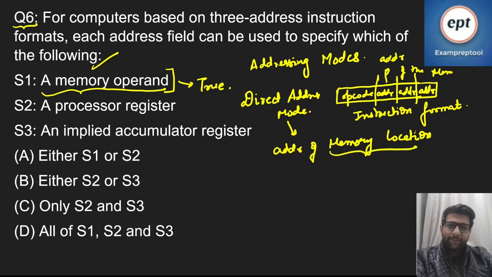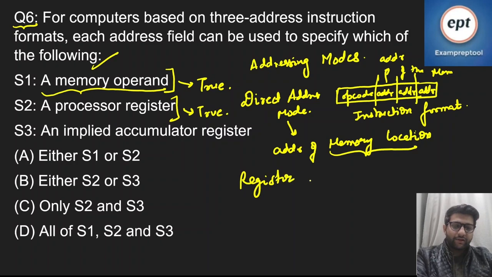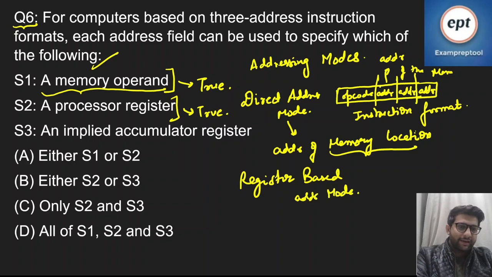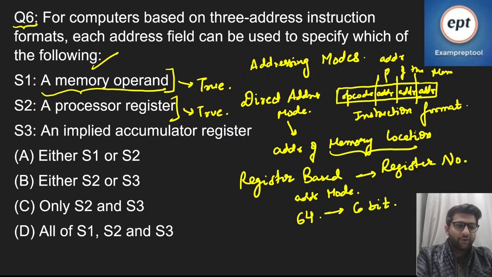And S2 is saying that a processor register. So this is also true. If we are using register based addressing mode, then in the address field, the register number will be stored. So if the computer has 64 different registers, that means 6-bit information will be stored in this particular field, right? The third is saying an implied accumulator register.